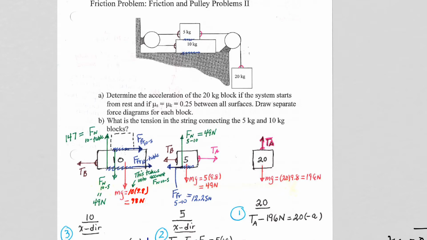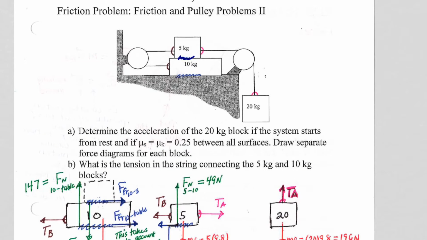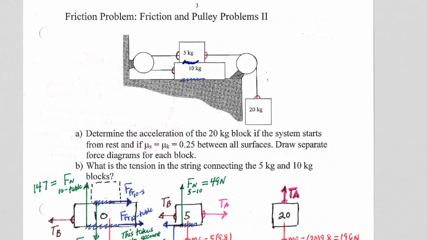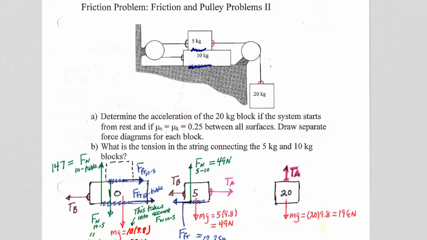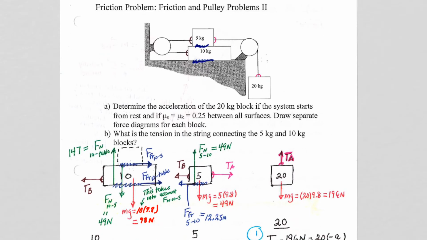So as I said, there's a lot going on. We have friction between the 5 and the 10, and the friction between the 10 and the table. And in this case, we are told that the coefficient of friction is the same between all of the surfaces, and the static coefficient of friction is the same as the kinetic coefficient of friction, which is not normally the case. Normally, the static coefficient is bigger, and then when it breaks loose, the kinetic coefficient is a little bit smaller. But in this case, we were given the same 0.25 for all surfaces, so that is what we're going to do. We're told to draw separate force diagrams, so we're going to do that.